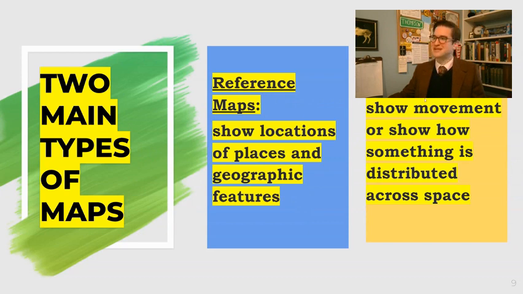Whereas thematic maps tell stories, they show movement, or they show how something's distributed across space. So they're used for studying geographic phenomena. Okay, so write down what's highlighted in yellow there. You've got a title, you've got these 2 things written down. You can pause at any time.